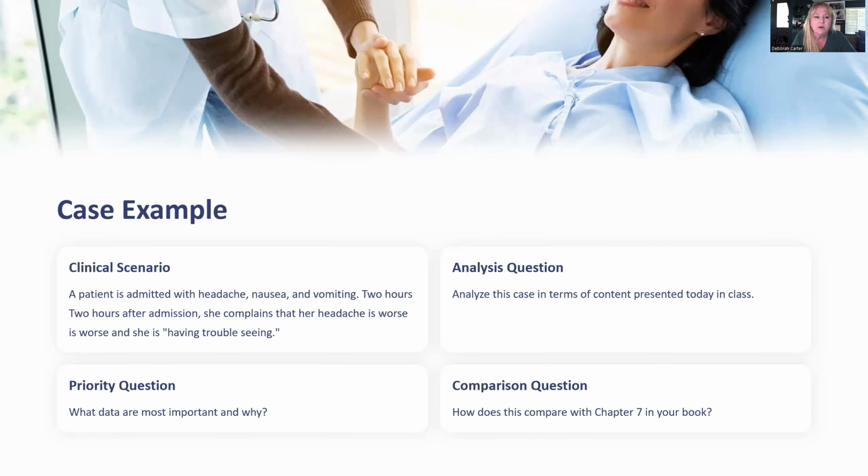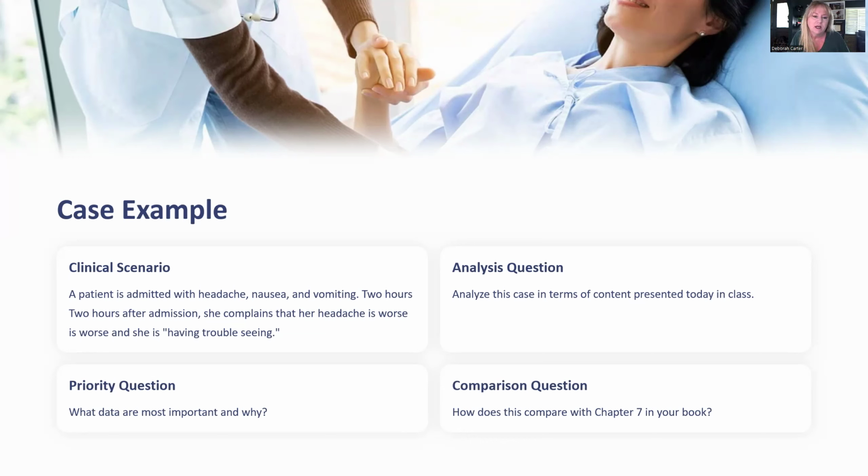So an example, a patient is admitted with a headache, nausea, and vomiting. 2 hours after admission, she complains that her headache is worsening and she's having trouble seeing. Analyze the case in terms of content presented today in class. What data are most important and why? And how does this compare with chapter 7 in your book?